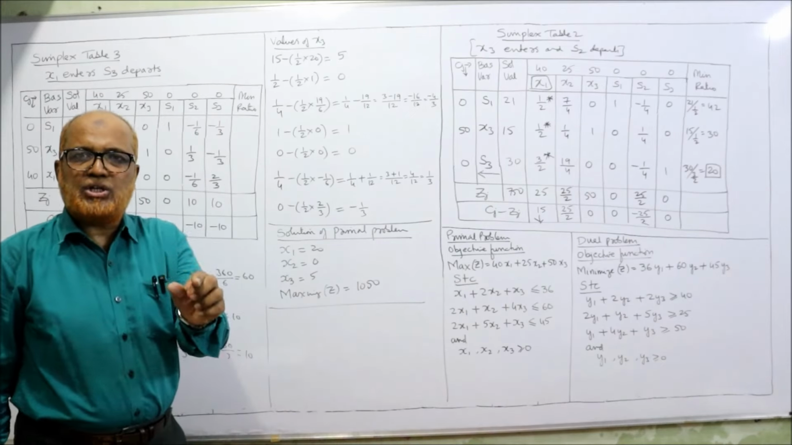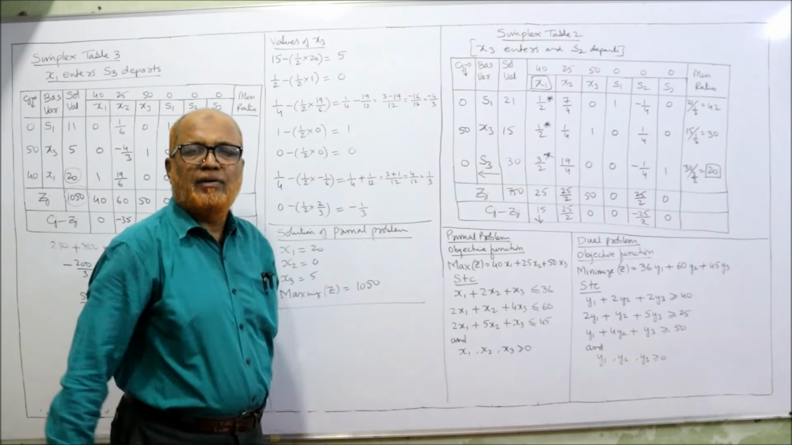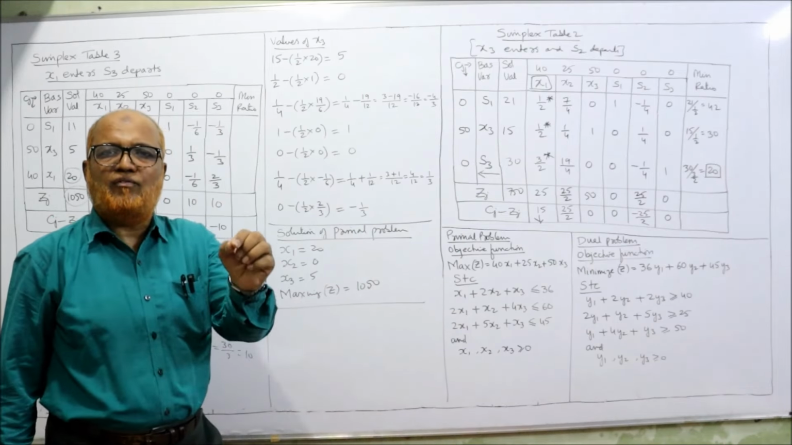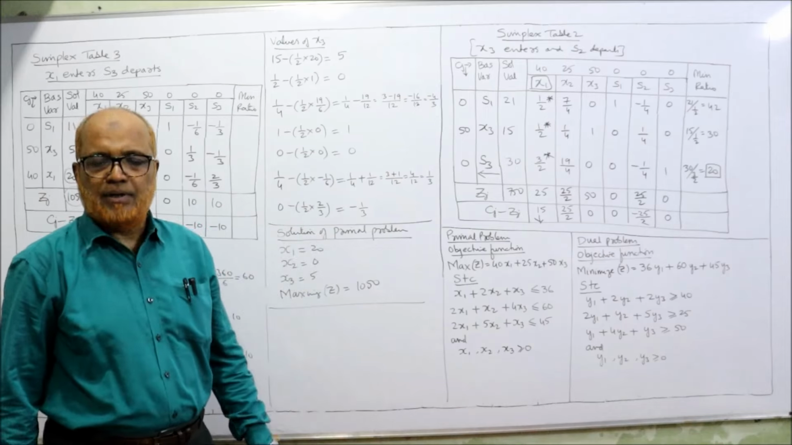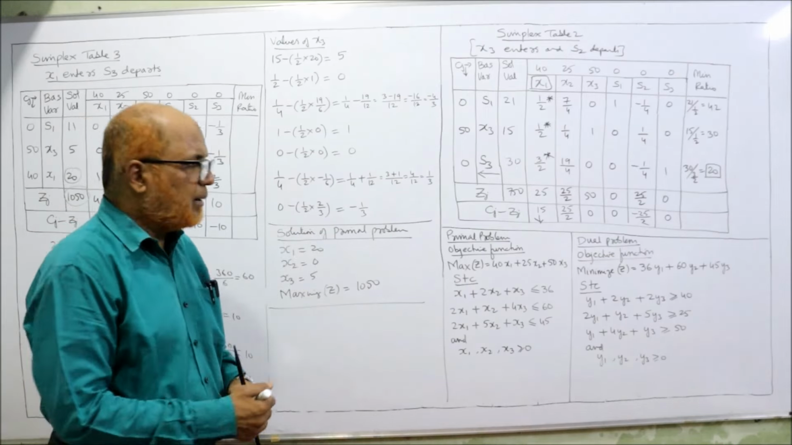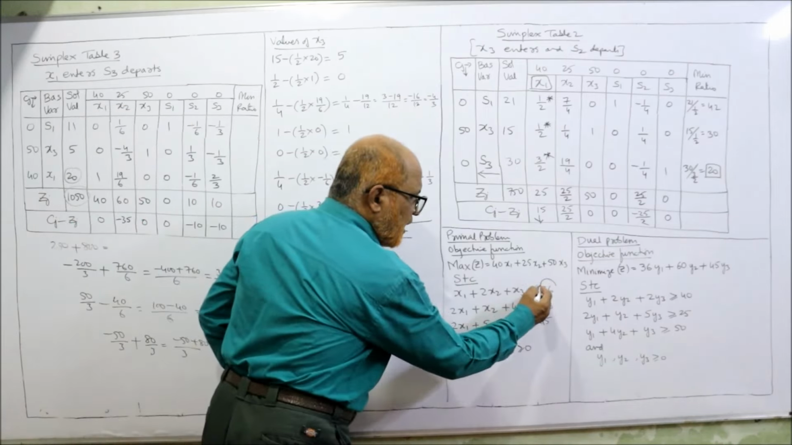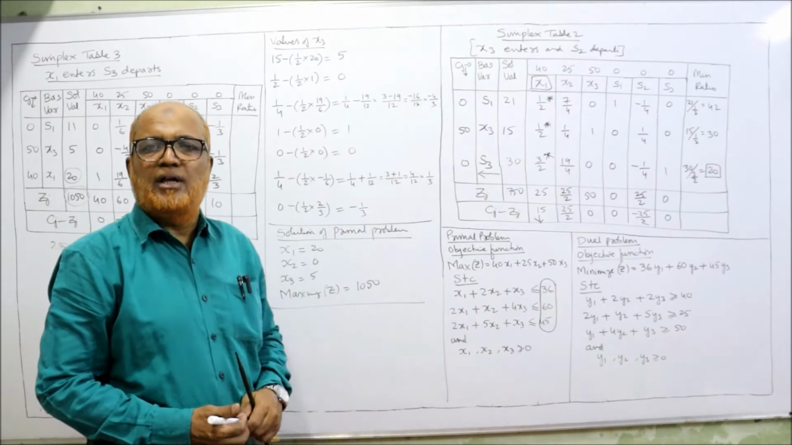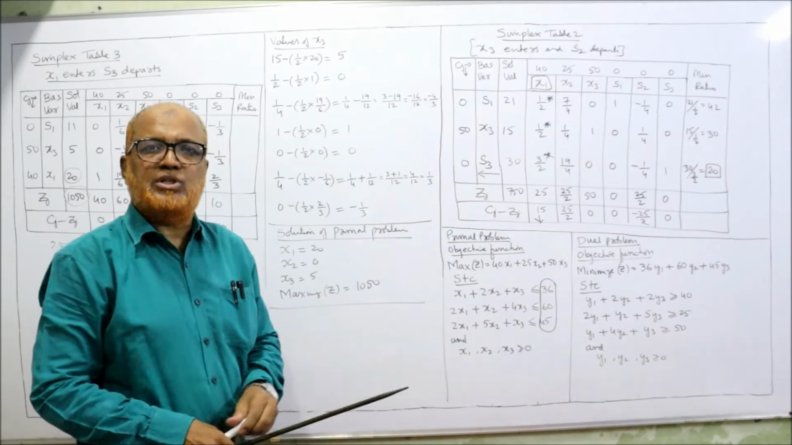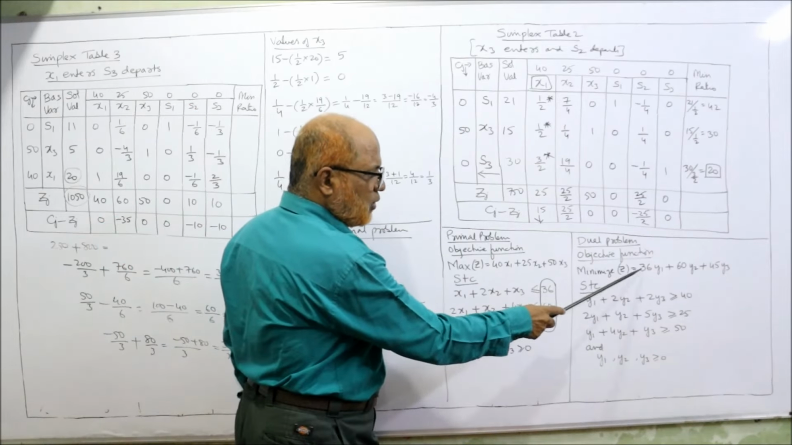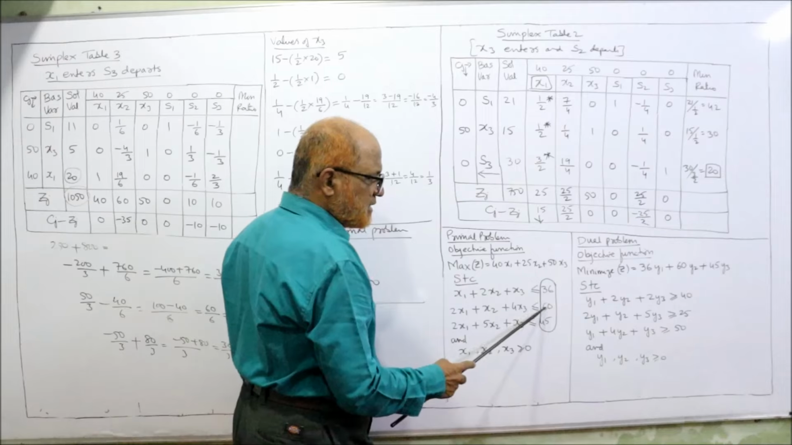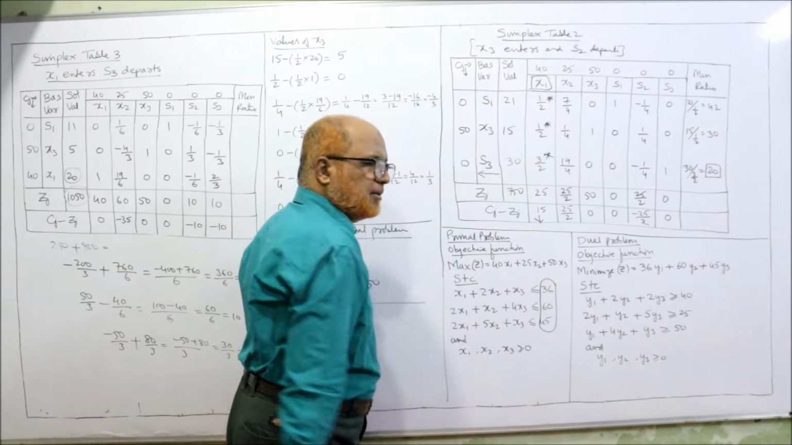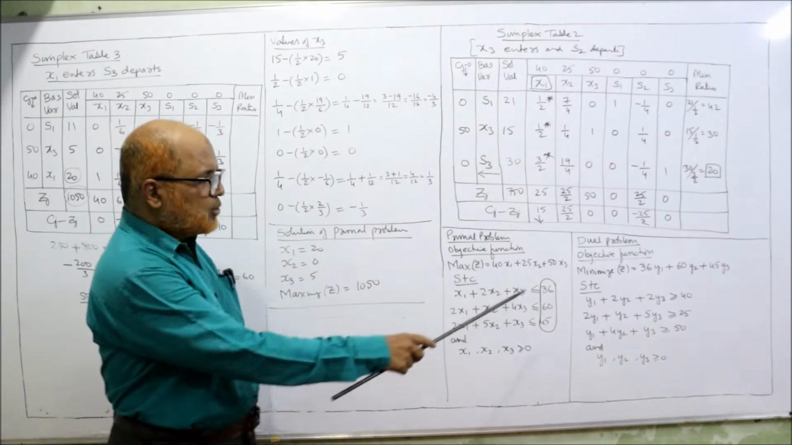Now the restrictions of primal will become the coefficients of the objective function of dual. So what are the restrictions of primal? Here the restrictions of primal are 36, 60 and 45. These will become the coefficients of the objective function: 36y1 plus 60y2 plus 45y3. Now, subject to constraints.